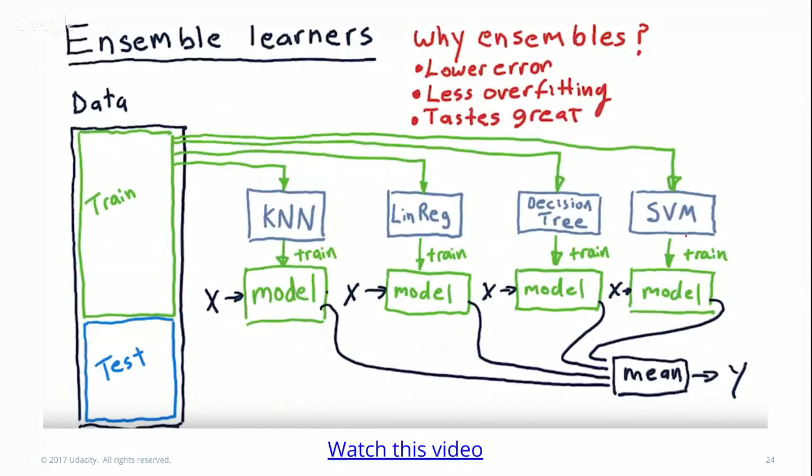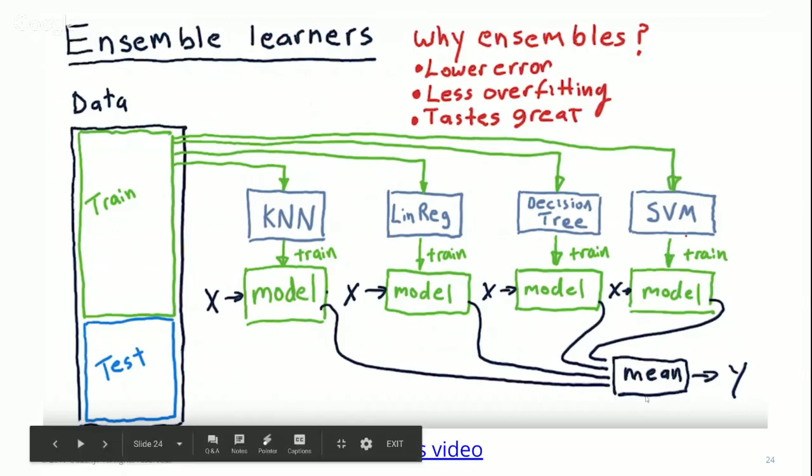So why use ensembles? Ensembles have very little overfitting because you're using a lot of models all at once. There's lower error. It's just great overall. So in this case here, we're taking in a neural network, a linear regression model, a decision tree model, and an SVM, and for each of those models, we're taking the mean of all of the results and using the mean of all those results for the output Y.